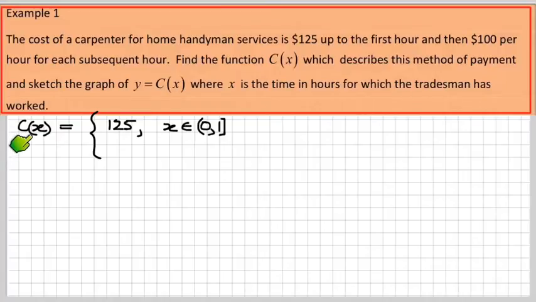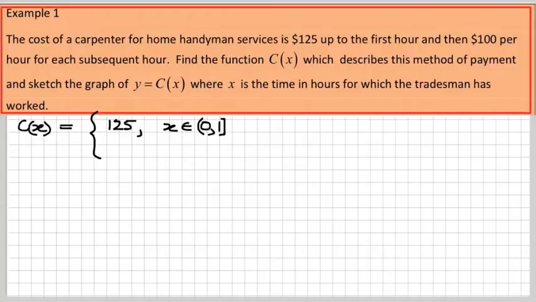So I think it's saying that the cost is equal to $125 flat rate for x being anywhere from greater than 0, up to and including 1. Would you agree? I think so. And then, but what about after that? Have you got something for that?